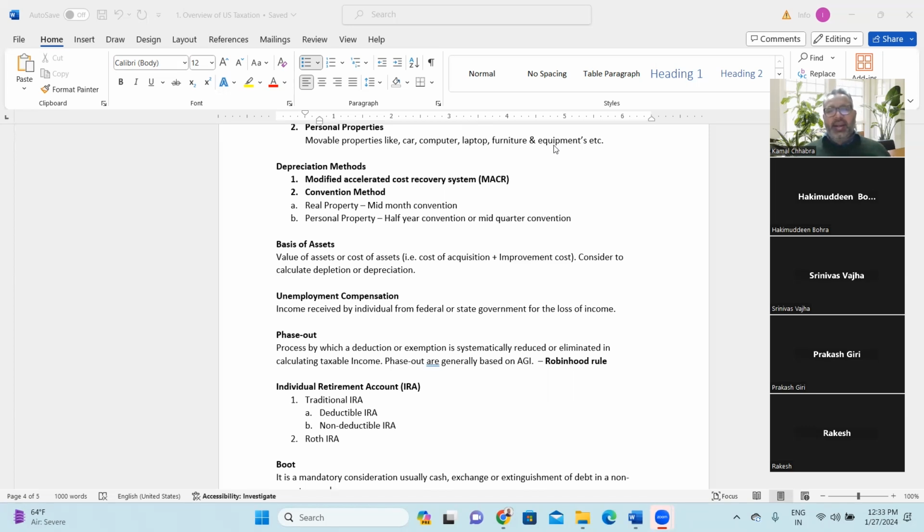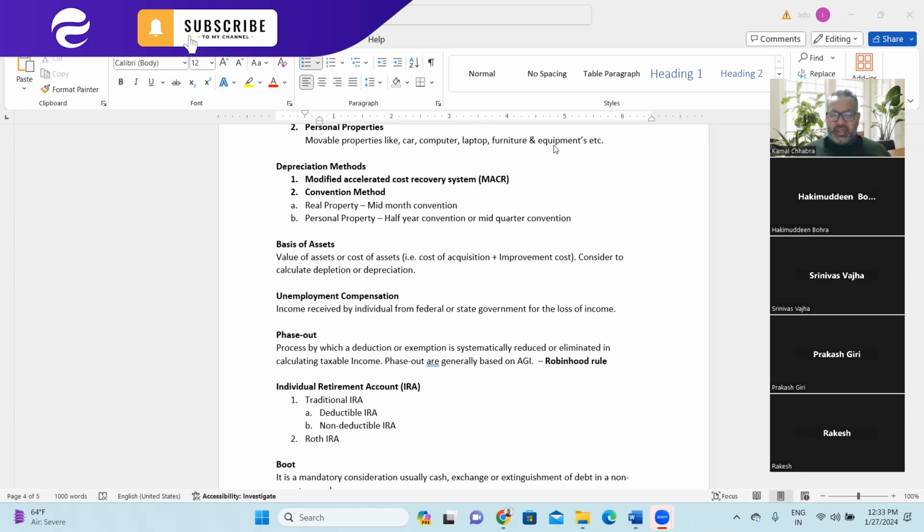Yeah, so I'll reiterate. Mid-month convention means irrespective of the date you have purchased in the month, in the month when you have made the purchase of real property, you'll be charging only 15 days depreciation or half month depreciation. That is called mid-month convention. Same way, in the month of sale, irrespective of the date when you are selling, you'll be charging half month depreciation. In the month of purchase and sale, irrespective of the date, you'll be charging half month depreciation.